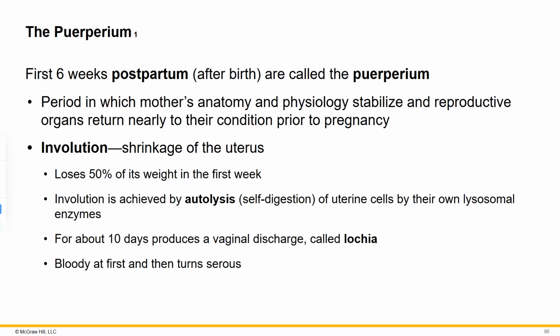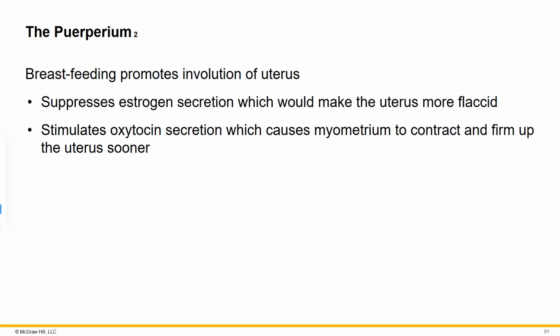The first 6 weeks postpartum after birth are called the puerperium. It's a period when the mother's anatomy and physiology stabilize and reproductive organs return nearly to their condition before pregnancy. Involution, the shrinking of the uterus, loses 50% of its weight in the first week. Involution is achieved by autolysis, self-digestion of uterine cells by their own lysosomal enzymes. For about 10 days, it produces vaginal discharge called lochia, bloody at first and then turning serous. Breastfeeding also promotes involution of the uterus.